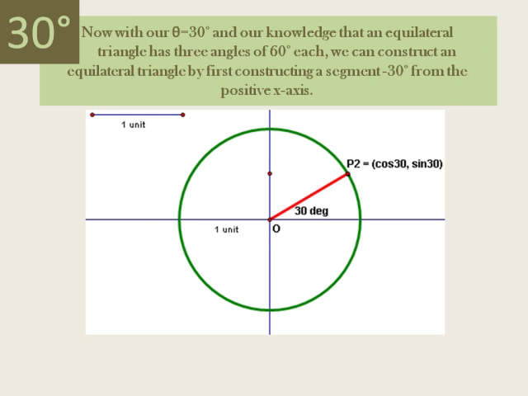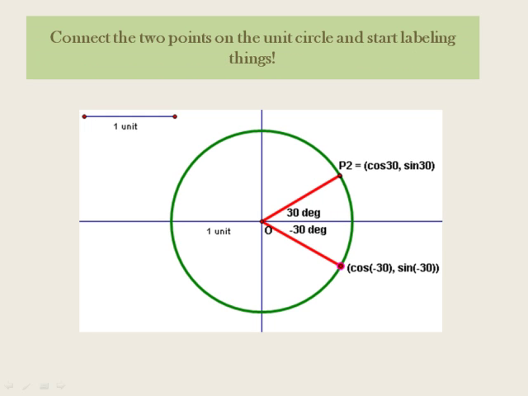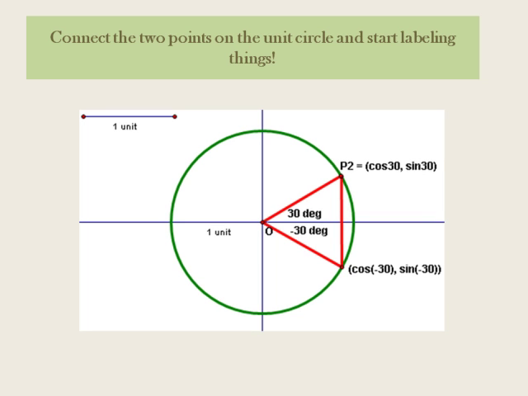Now with our theta equal to 30 degrees, and our knowledge that an equilateral triangle has 3 angles of 60 degrees each, we can construct an equilateral triangle by first constructing a segment of negative 30 degrees from the positive x-axis. Connect the 2 points in the unit circle and start labeling things.